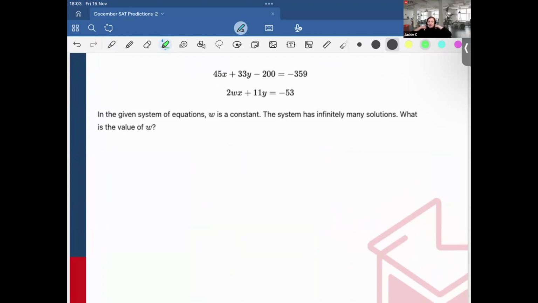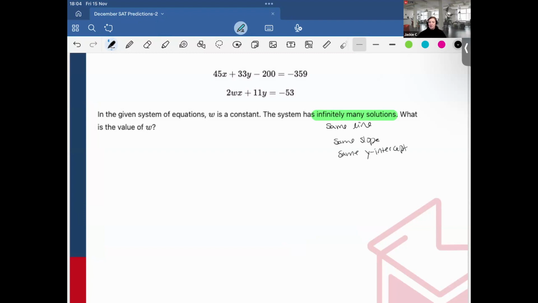So this one is very similar to the previous one, except it says in the given system of equations, w is a constant. The system has infinitely many solutions. What is the value of w? So again, I recognize there are two linear equations provided. Infinite means that they are the same line, and the same line always has the same slope and same y-intercept.